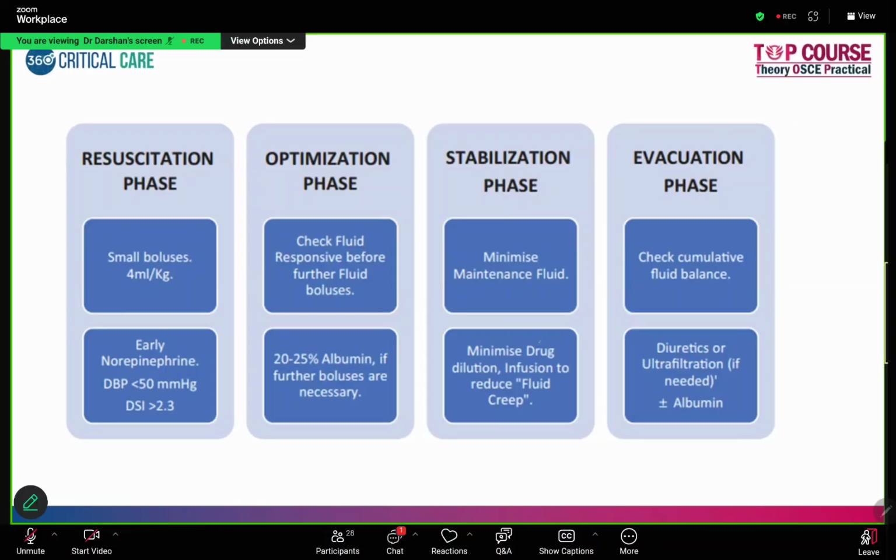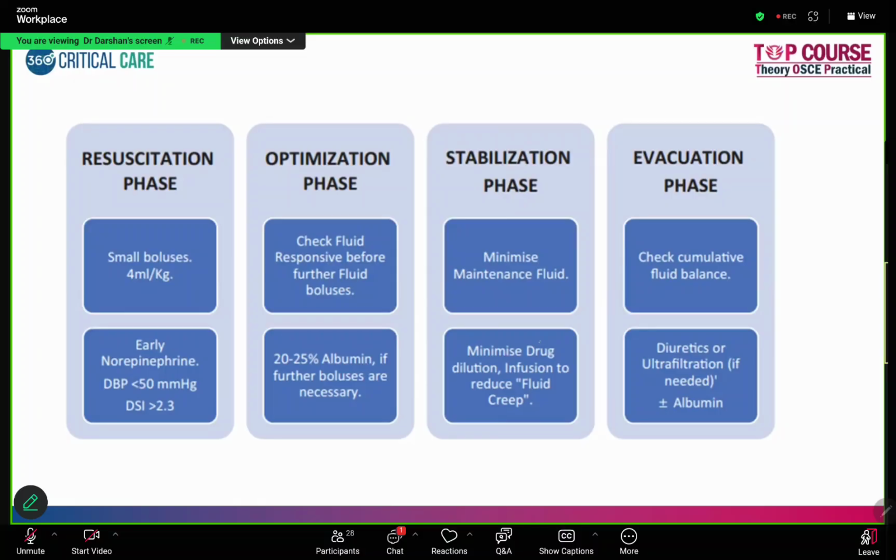In the optimization phase, you have to again consider conservative fluid management. Check for fluid balances. If at all fluid is necessary, it should be as boluses. At this time, if you feel there is an increased requirement of crystalloids, you can use fluids like albumin. In the stabilization phase, again watch for fluid creep because this patient is at an increased risk of developing global increased permeability syndrome or leak syndrome.